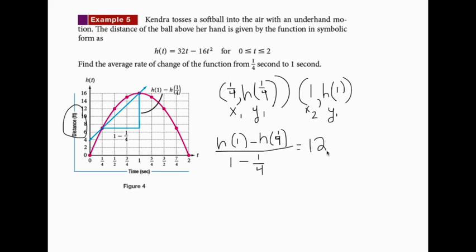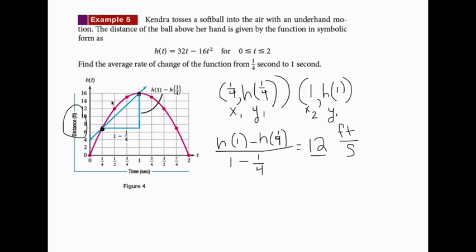Now, to interpret what that 12 means, the change in y is distance, which is feet. So that's going to go on the top. The change of x goes on the bottom, and that's the change in time in seconds. So this 12 represents velocity. That's our average rate of change of 12 feet per second.